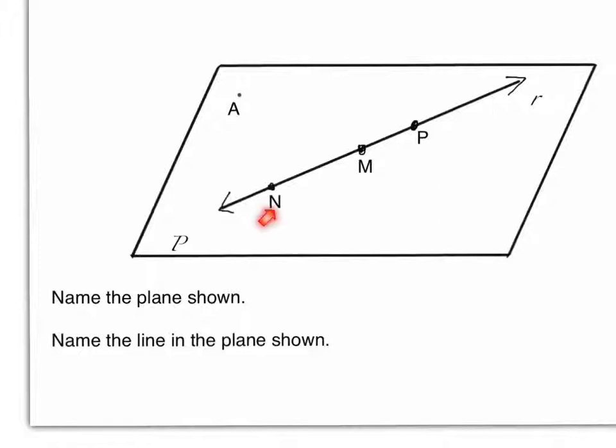It's not a block letter like these are block letters. And then the R and the P are script letters. A plane, if it's named with a script letter, is always a capital. So P is the name of this plane. So you could call it plane P.